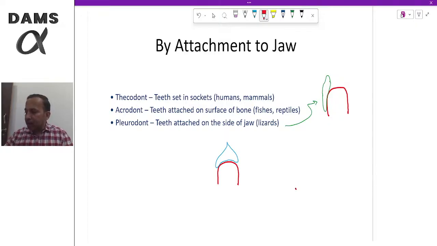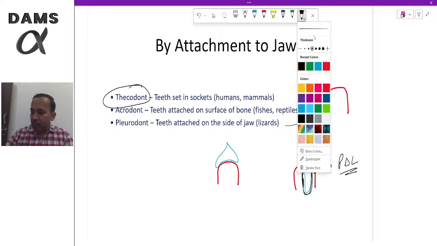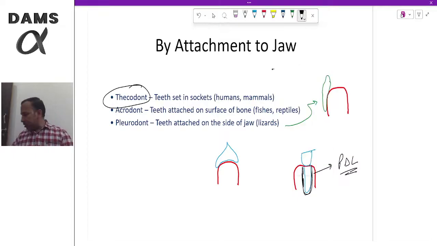What is thecodont? Theca means sheet. So theca basically implies the presence of periodontal ligament, and in human beings the tooth is present within the bone, the root is embedded in the bone, and there is a layer of periodontal ligament surrounding it. So when you say thecodont, the theca, that is a layer, it implies periodontal ligament, isn't it? So in human beings we have thecodont. The human dentition can be classified as thecodont.